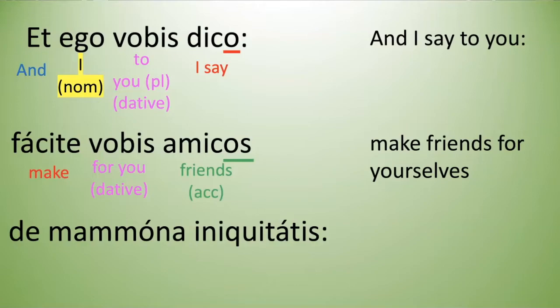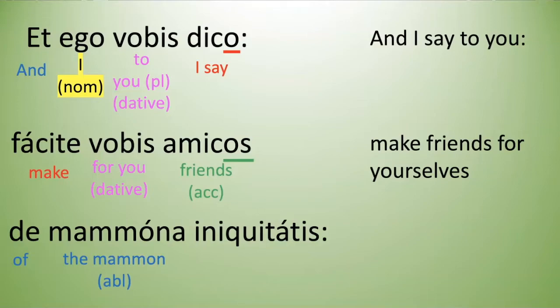De was highlighted in a previous video. Remember, it can mean of, about, concerning, from, or down from. I'm just going to stick with that first option and go with of. Mammona, you can see the word mammon in there, and we're just going to insert an article with it. Another side note, if you remember from de, is that it's always followed by a noun in the ablative.